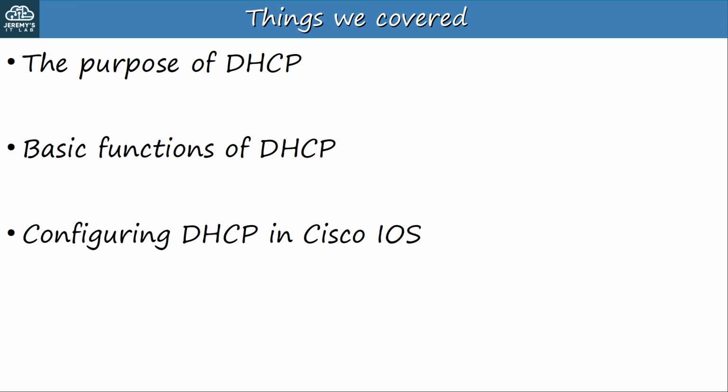Finally, I showed you how to configure DHCP in Cisco IOS. First, how to configure a Cisco router as a DHCP server, then a DHCP relay agent, and finally a DHCP client.